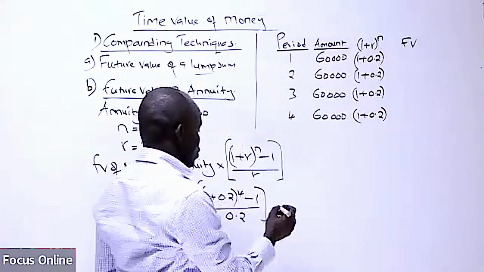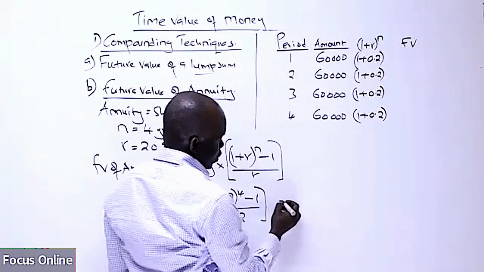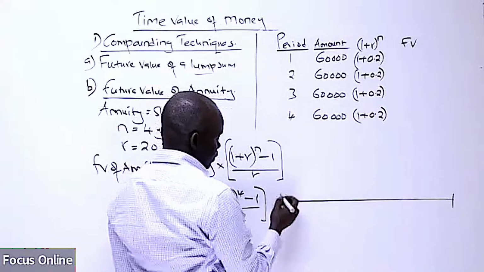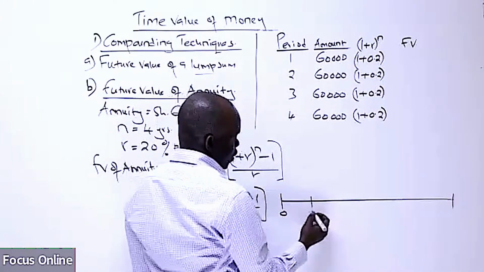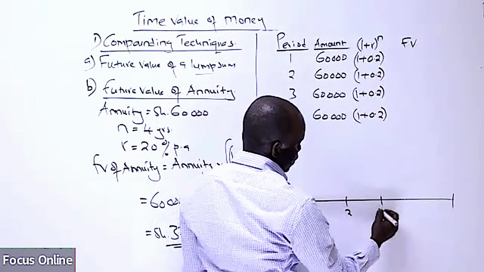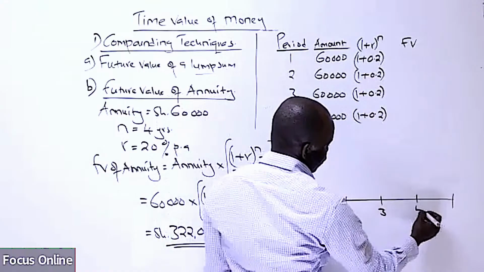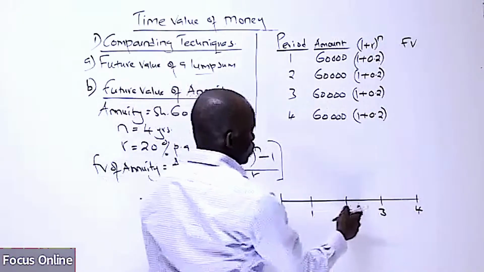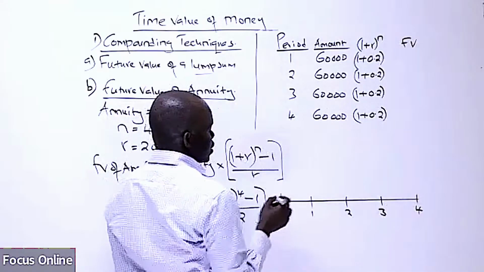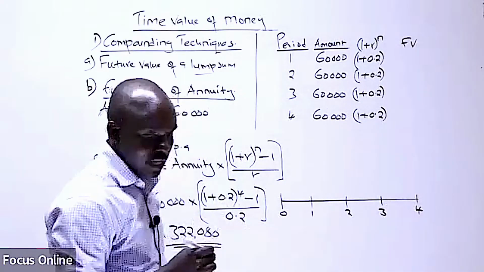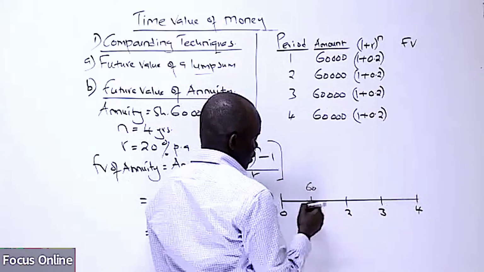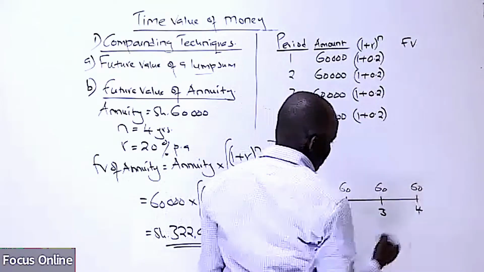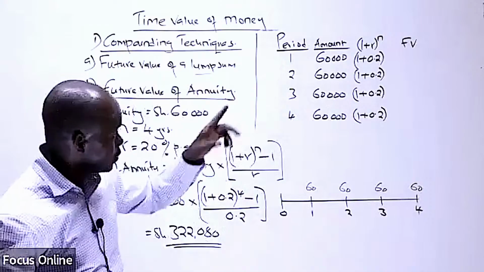That is what I want to illustrate here. We always start at 0. 0 means now, then 1, 2, 3, 4. We're talking about 4 years. So here we are investing at the end. At the end of the first year, 0, 60, 60, 60, 60. I want us to put n.